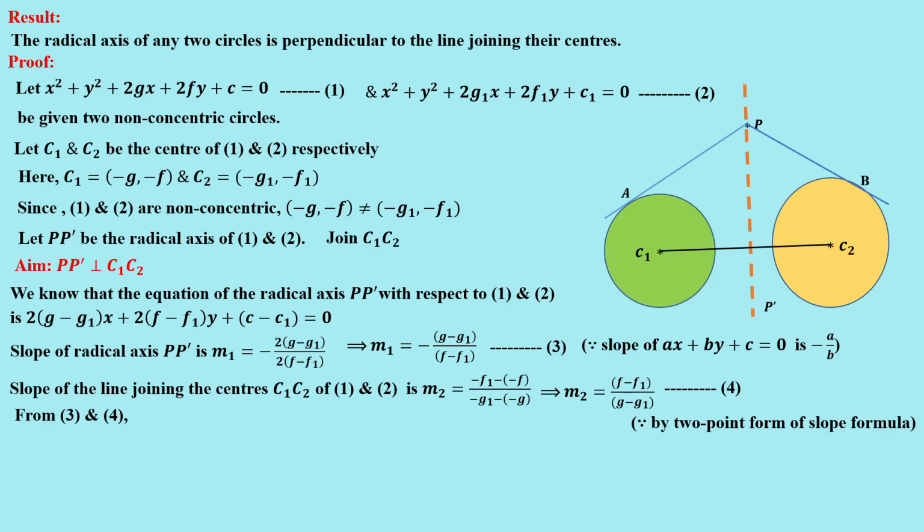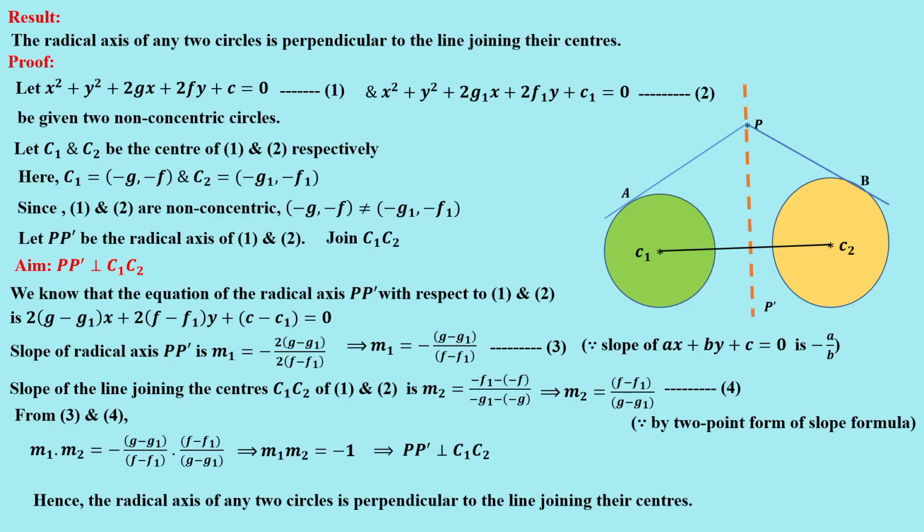Right? So from 3 and 4, multiplying both slopes, M1 × M2 = -(g - g1)/(f - f1) × (f - f1)/(g - g1). So you will get -1. The product of the slopes of two lines being equal to -1 means both lines are mutually perpendicular. So P dash is perpendicular to C1C2. Hence the radical axis of any two circles is perpendicular to the line joining their centers.